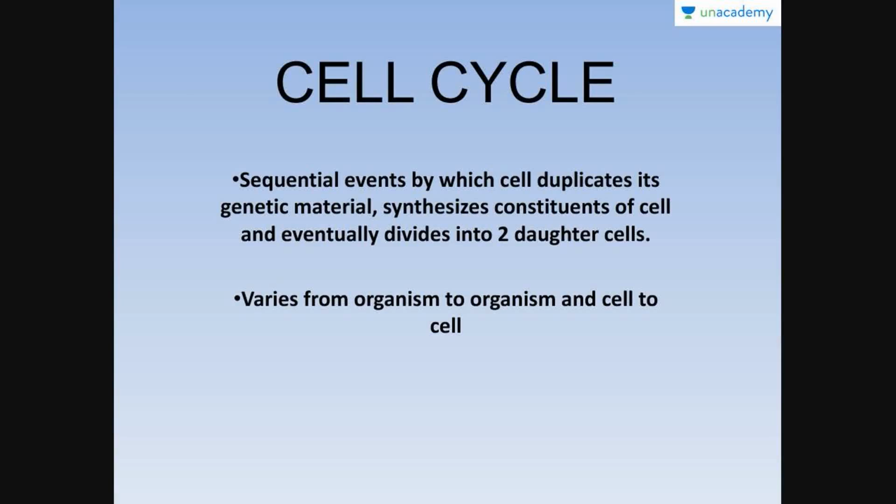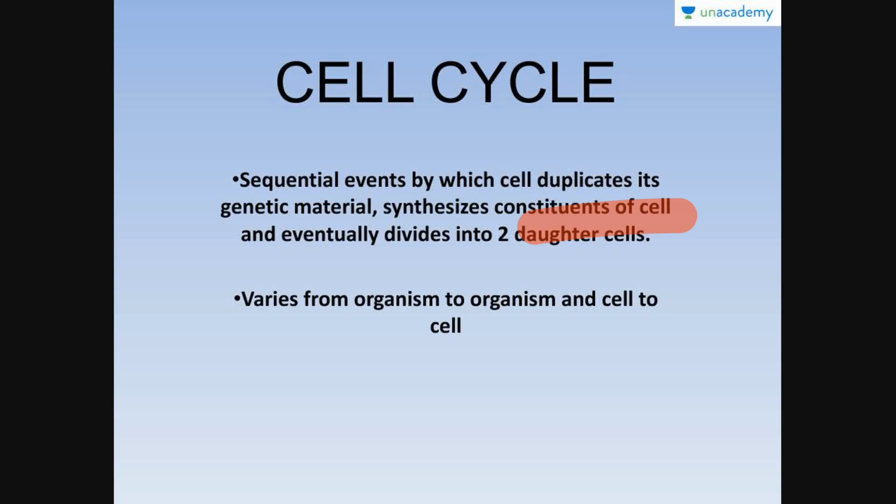So in this lecture I am going to talk about the cell cycle. What is cell cycle? It is a sequence of events that would lead to the cell division. Now when we talk about cell division, we basically talk about the various components inside the cell dividing. The components of the cell are basically the genetic material and the other constituents. Other constituents are the cell organelles.